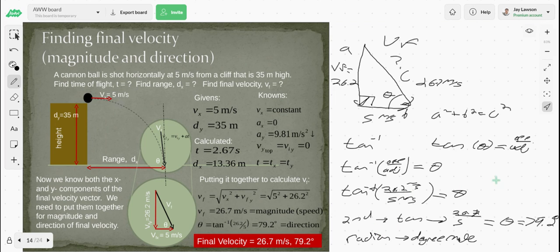All right, so now that we know the angle, what is our final velocity answer going to look like? Well, it's going to say 26.7 meters per second at 79.2 degrees. So that's telling me that this cannonball is going to strike the ground at 79.2 degrees to the horizontal at 26.7 meters per second.